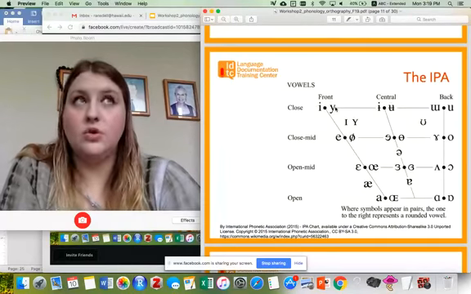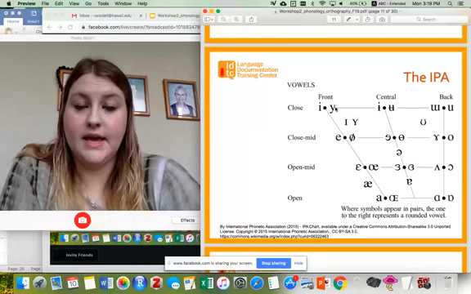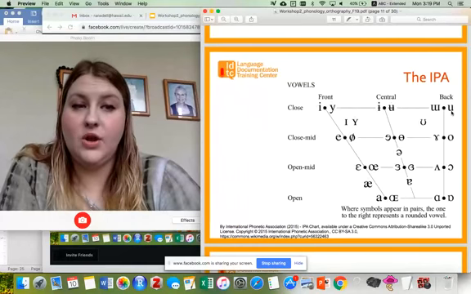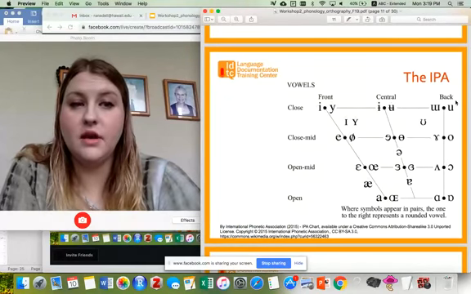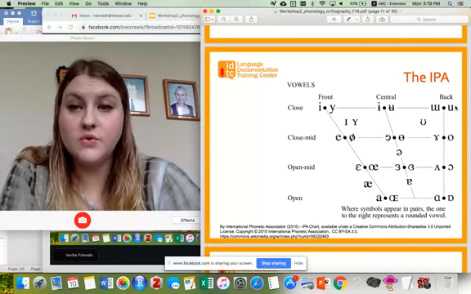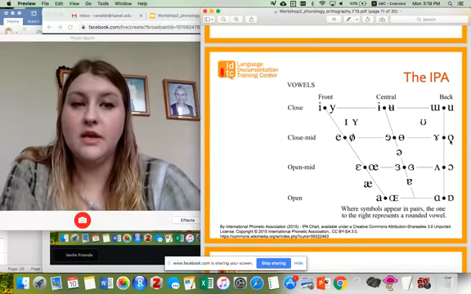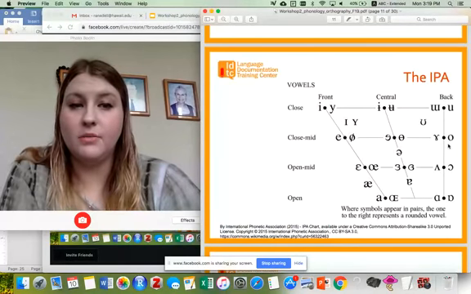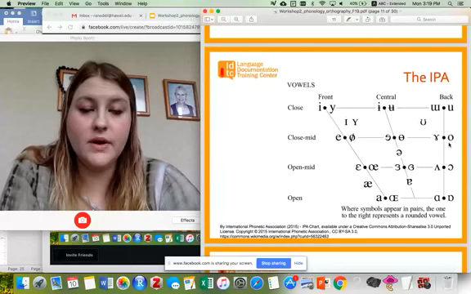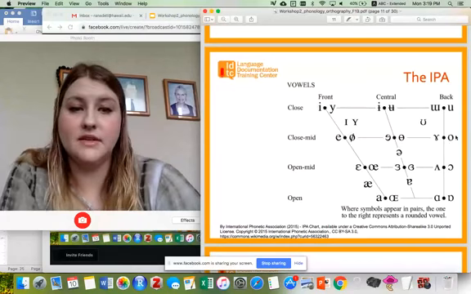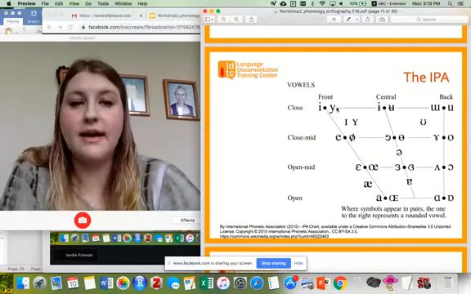The difference is you round your lips while you're saying it. So to say an oo, which is this sound here, you have to round your lips. Ooh. You also round your lips, but you do make your mouth a little bit more open. So whenever you see these vowels on the right does have lip rounding.